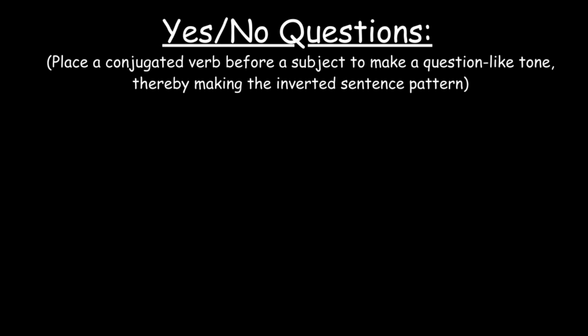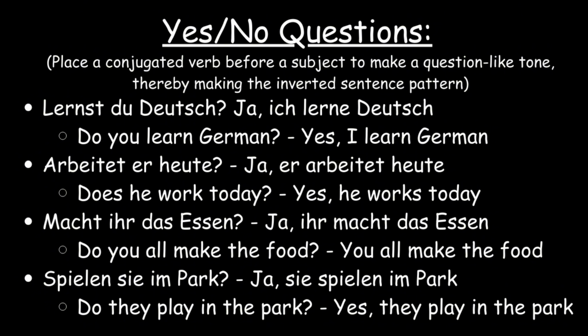Another way to utilize regular verbs is in yes or no questions. Asking questions using regular verbs is not that hard because we place a conjugated verb before a subject to make a question-like tone, thereby making the inverted sentence pattern. Some examples are: Lernst du Deutsch? Ja, ich lerne Deutsch. Arbeitet er heute? Ja, er arbeitet heute. Macht ihr das Essen? Ja, wir machen das Essen. Spielen Sie im Park? Ja, sie spielen im Park.